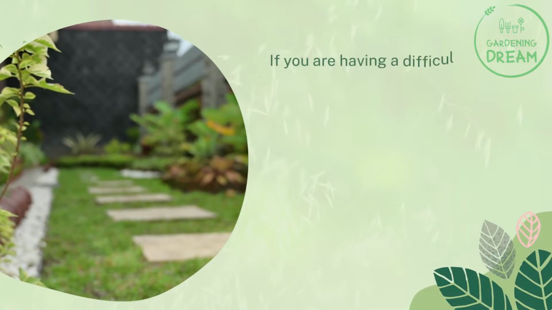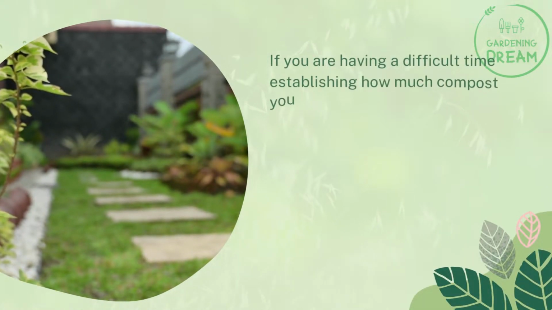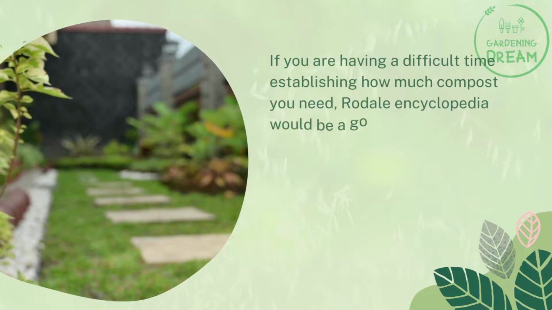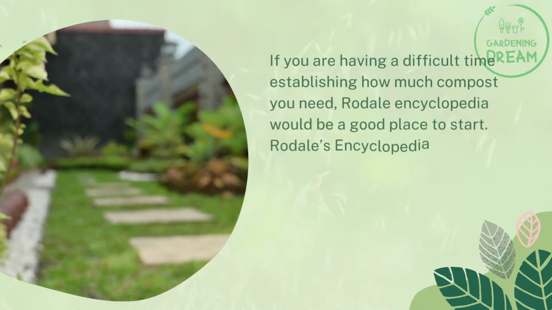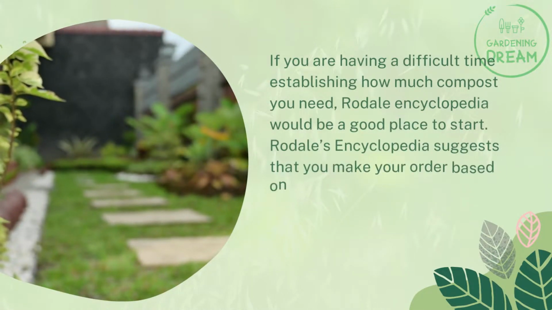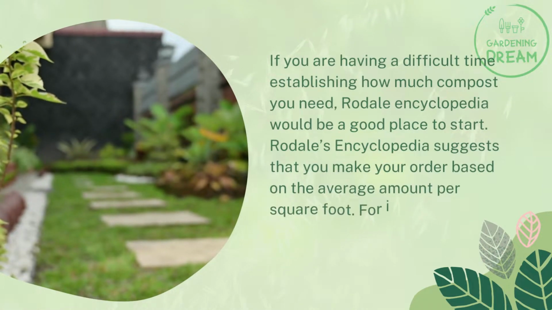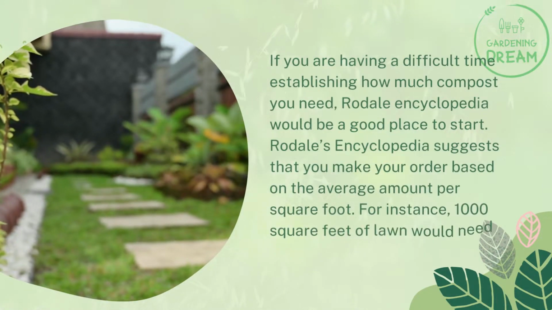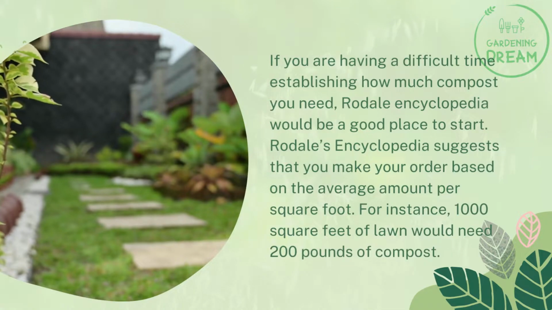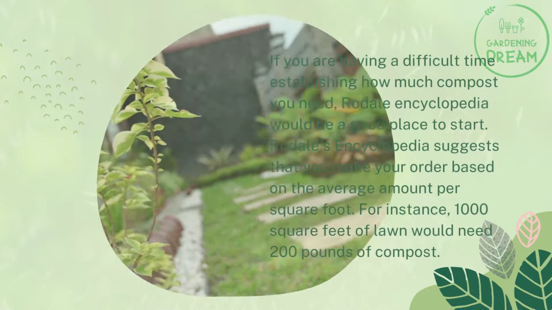If you are having a difficult time establishing how much compost you need, Rodale's Encyclopedia would be a good place to start. Rodale's Encyclopedia suggests that you make your order based on the average amount per square foot. For instance, 1,000 square feet of lawn would need 200 pounds of compost.